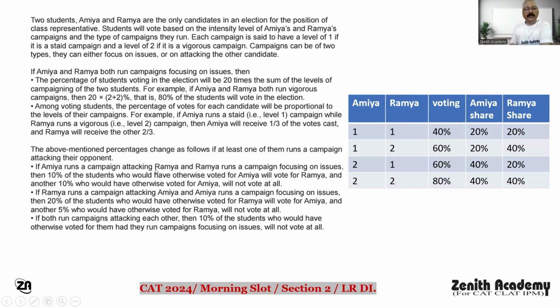So in the first condition, when Amya runs a campaign attacking Ramya, then it is given that 10% of the students who would have otherwise voted for Amya will vote for Ramya. And 10% who would have otherwise voted for Amya will not vote at all. Similarly, if Ramya is attacking and Amya is focusing on issues, then 20% of Ramya's vote will go to Amya and 5% who would have otherwise voted for Amya will not vote.